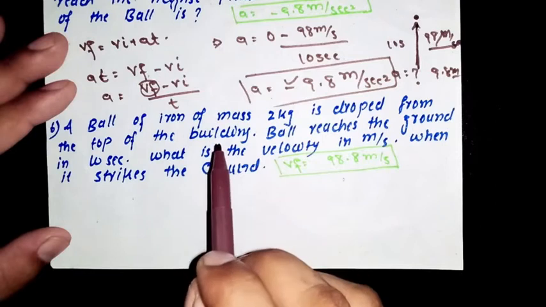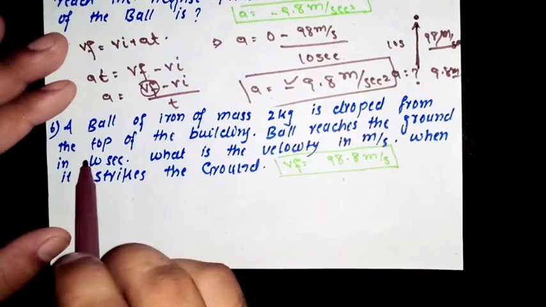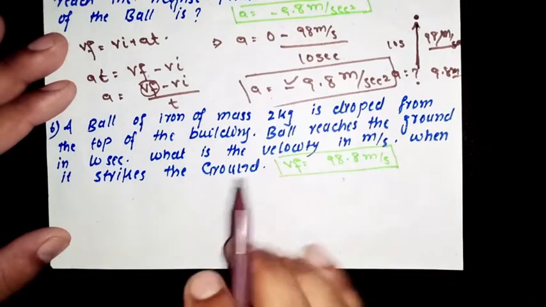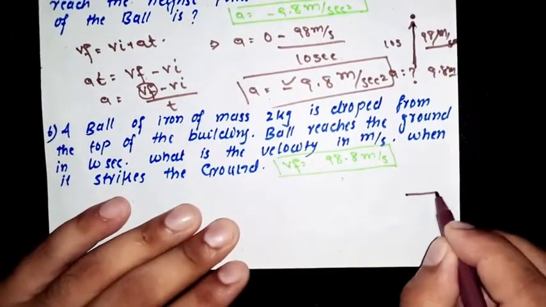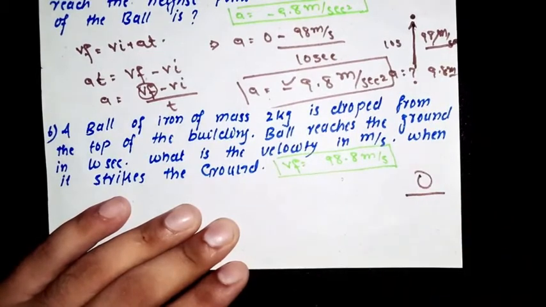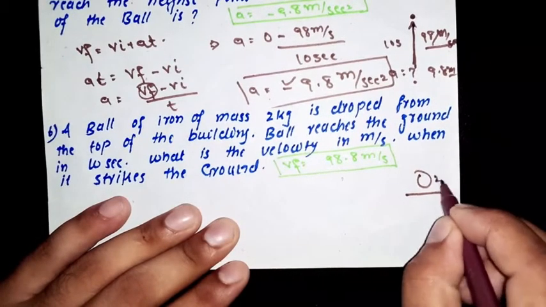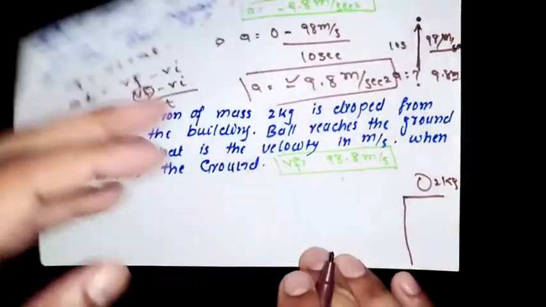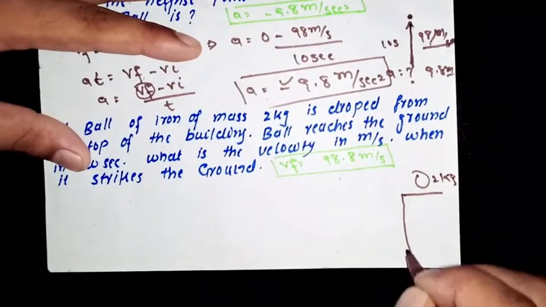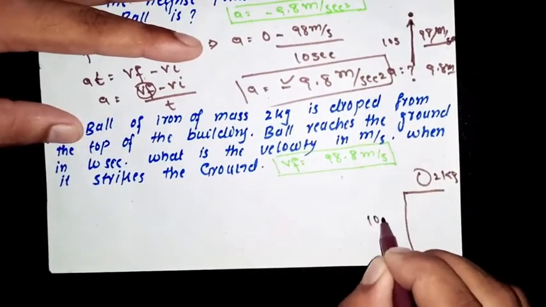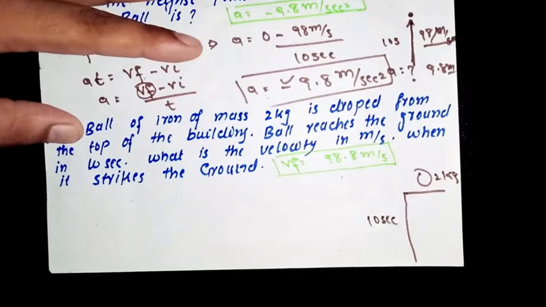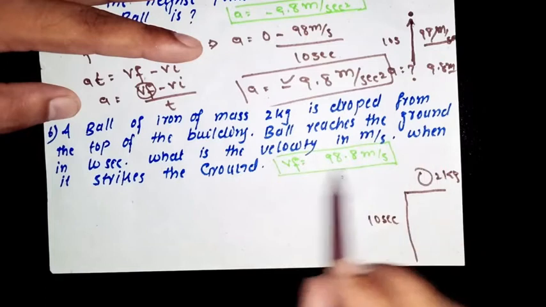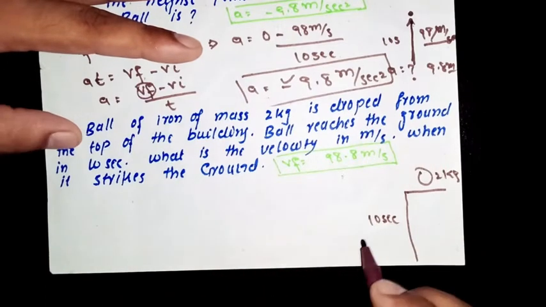Question number 6. A ball of iron of mass 2 kg is dropped from the top of the building. The ball reaches the ground in 10 seconds. This is the top of the building, and this is an iron ball of mass 2 kg. Now it is dropped from this height and it takes 10 seconds to reach the ground. What is the velocity in meter per second when it strikes the ground? We need to find the velocity.